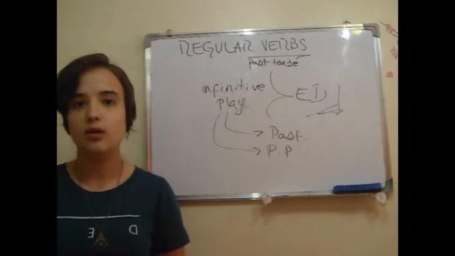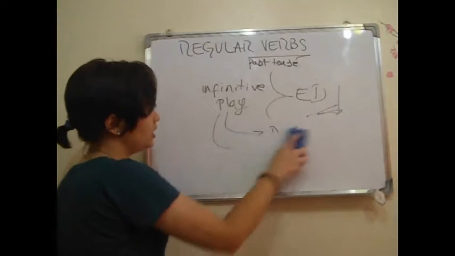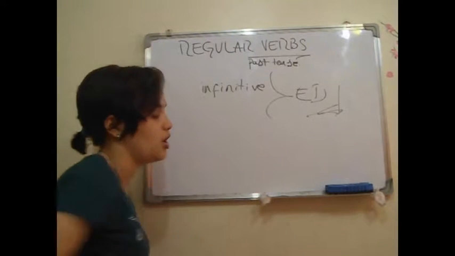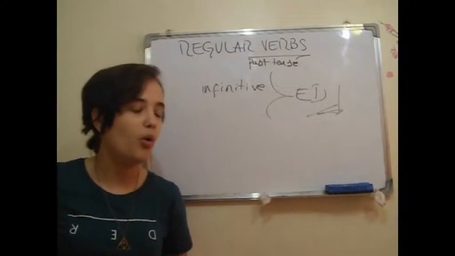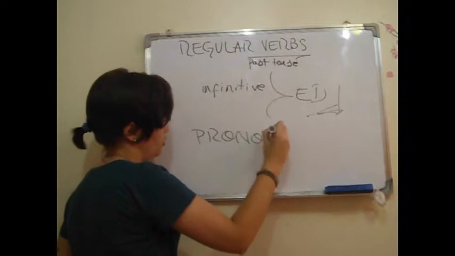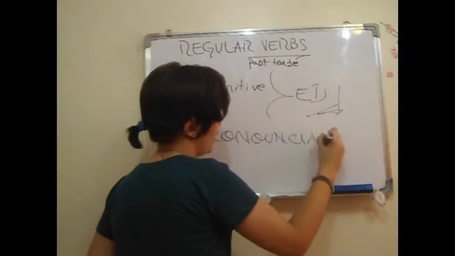So what is complicated about regular verbs? Well, the trouble starts with spoken English. Because of why? Because of pronunciation, okay? And why is that?